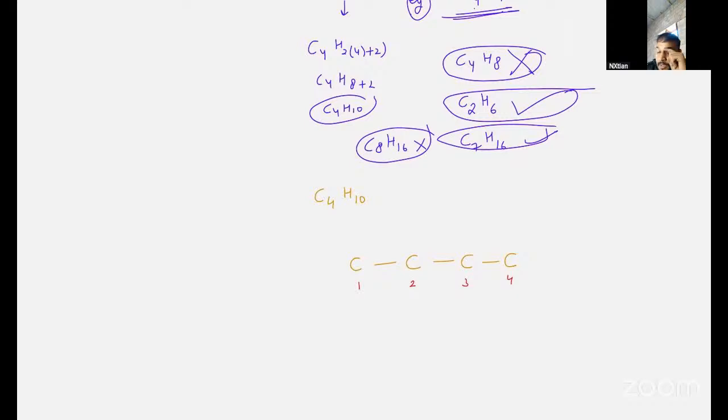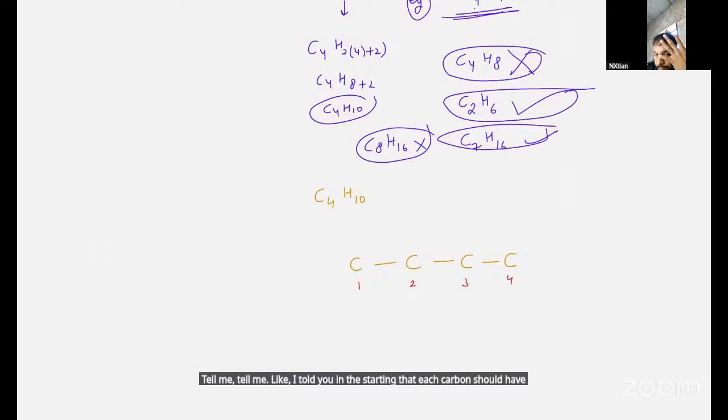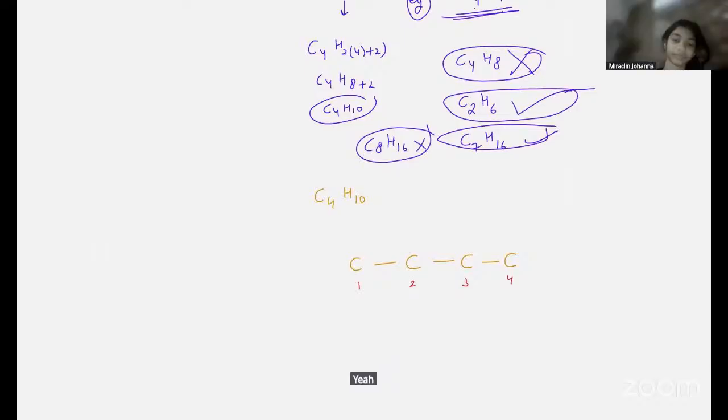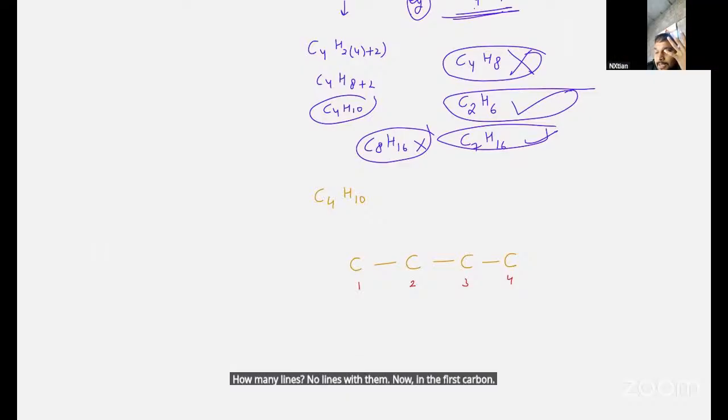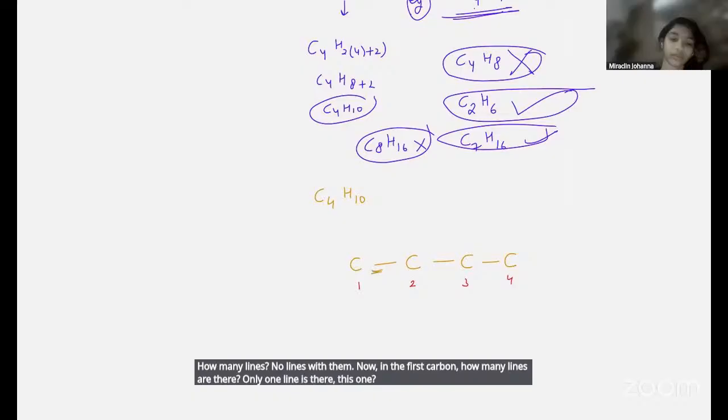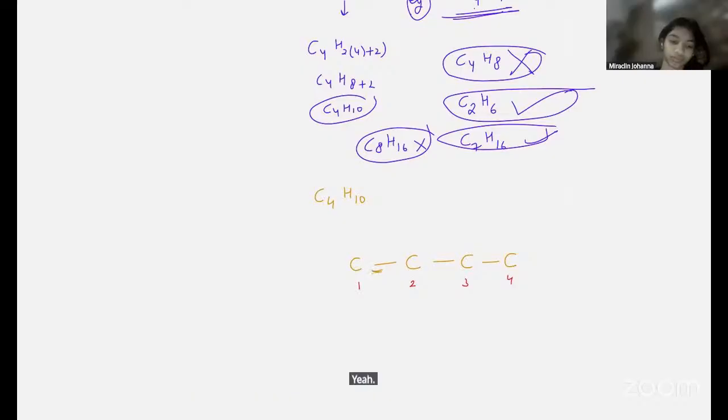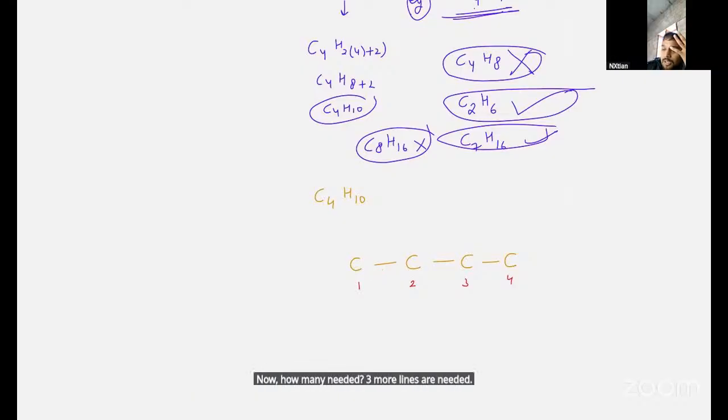Tell me, like I told you in the starting, each carbon should have 4 lines with them. How many lines? 4 lines. Now in the first carbon, how many lines are there? Only 1 line is there. So how many are needed? 3 more lines are needed. So I will make 3 lines. 1, 2, and 3.